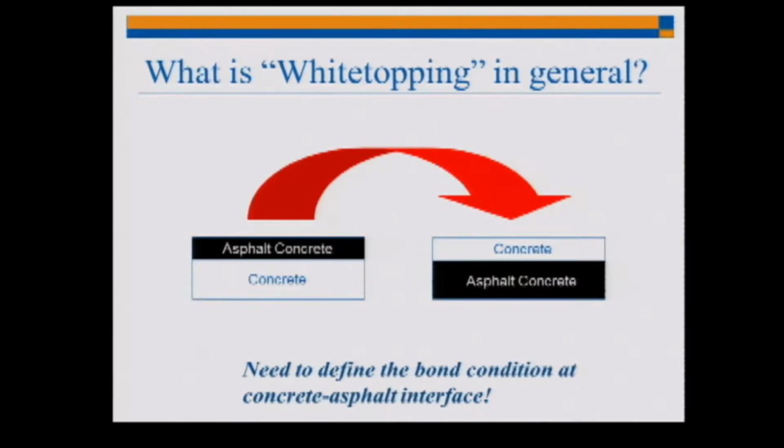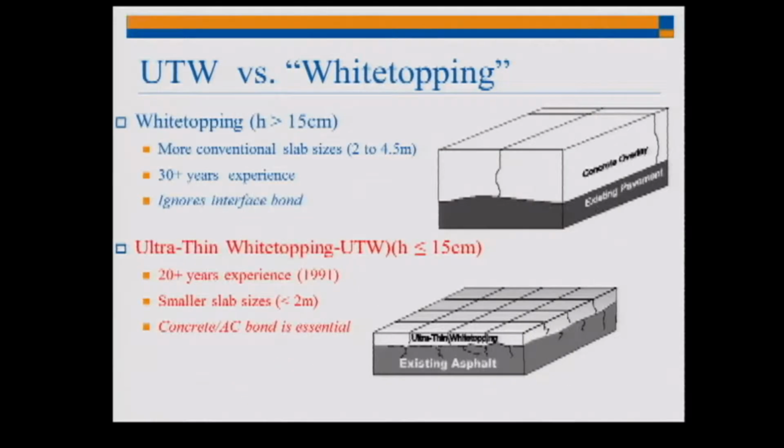Of course, this is traditionally done when you have a new concrete and you put asphalt. What's more important is what's the interface condition here between the concrete and asphalt. So white topping doesn't tell me if it's bonded or not bonded. I have to know what that is because my structural design calculations depend on that.